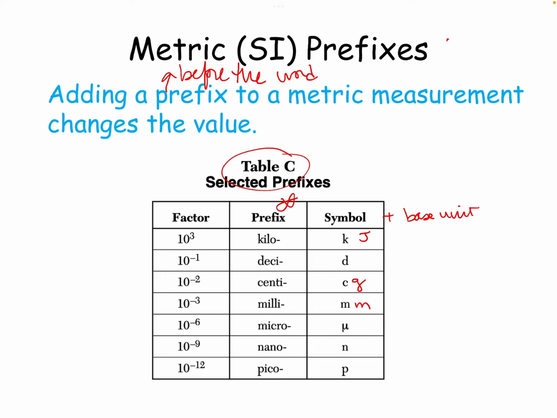10 to the 3 you should know is bigger than 1. So this kilometer is 10 to the 3, which is 10 times 10 times 10, which is 1,000. It's 1,000 times larger, positive. Down here, milli is 1,000 times smaller, negative 3. So this kind of shows how that works out, and the prefixes.